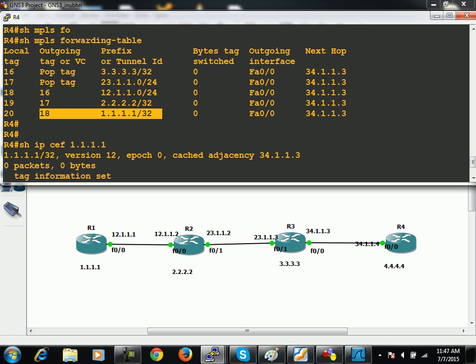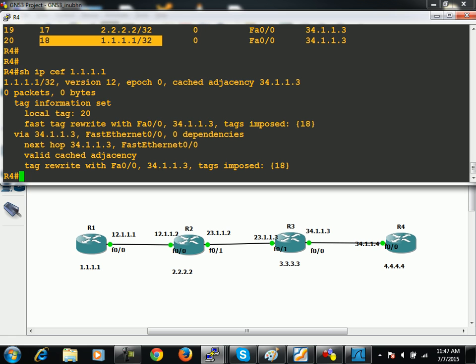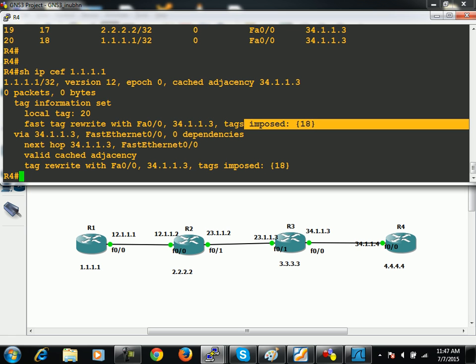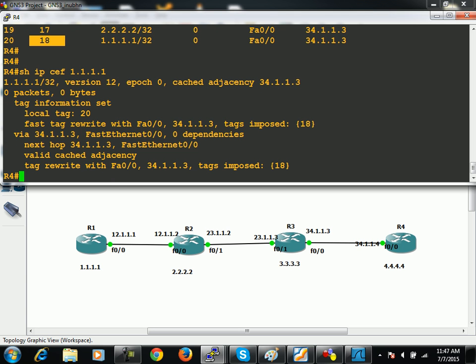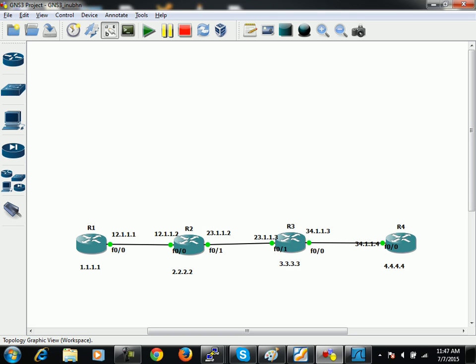Fine. Then below, local tag and imposed tag: 18 is the outgoing label. So whenever a packet goes towards this prefix, it will impose it if it receives any untagged packet going towards this prefix. So in this way we will be doing this configuration. The rest of the configuration we will perform tomorrow. Now we have seen how they are exchanging their label information. All routers are generating their own labels. That's why I said that labels have local significance.